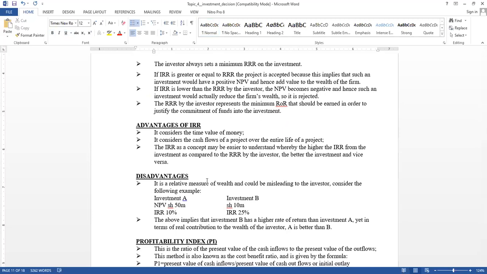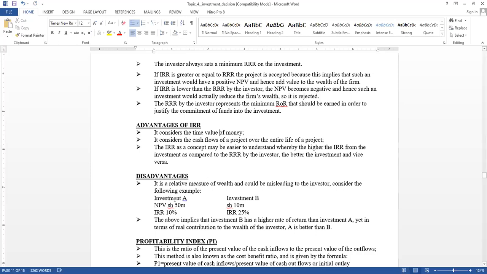Of course, the advantages and disadvantages. Advantage one, it considers the time value of money, considers the cash flows of the project over the life of the project, and may also be easier to understand, by the way, compared maybe to NPV. Then another, the disadvantage is that it is a relative measure of worth, and eventually this could be misleading to the investor.